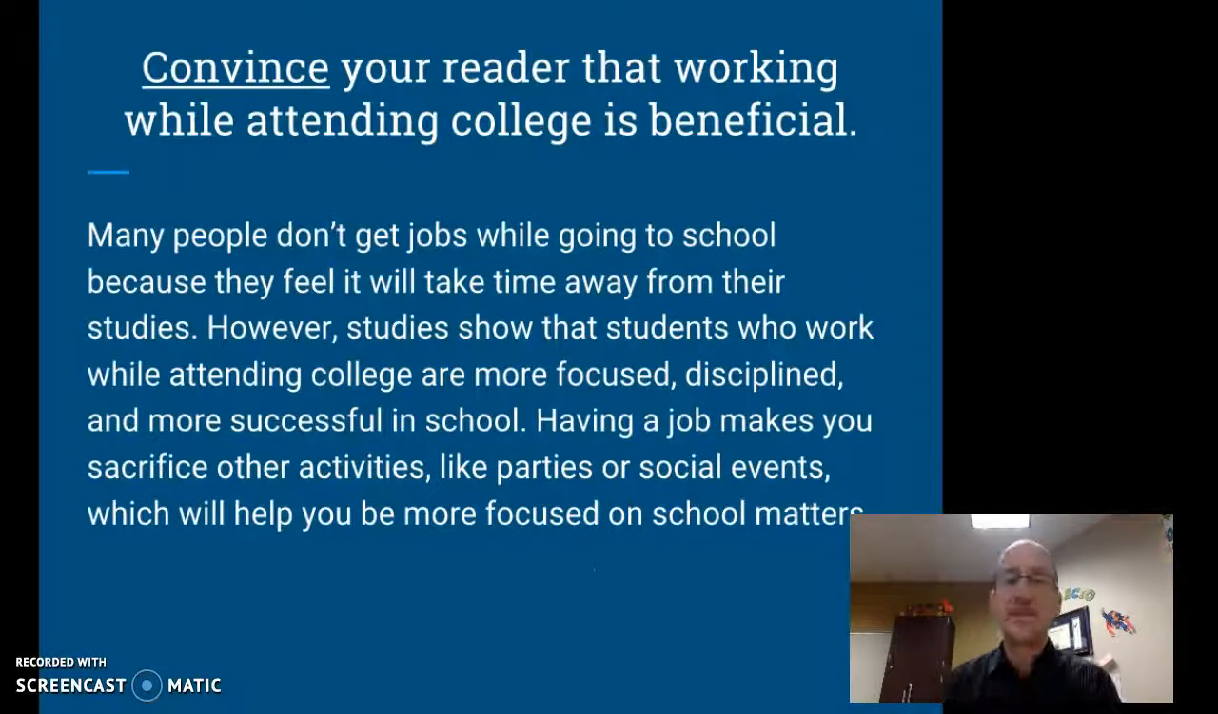So in this one, it says, convince your reader that working while attending college is beneficial. So I say many people don't get jobs while going to school because they feel it will take time away from their studies. However, studies show that students who work while attending college are more focused, disciplined, and more successful in school. Having a job makes you sacrifice other activities like parties or social events, which will help you be more focused on school matters. So I'm talking about it. It's good for everyone, not just for me.